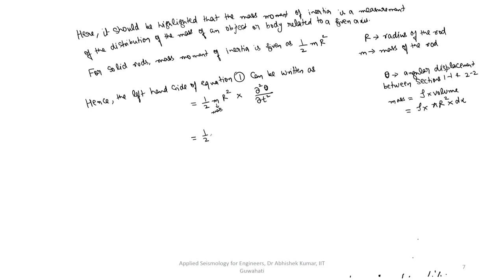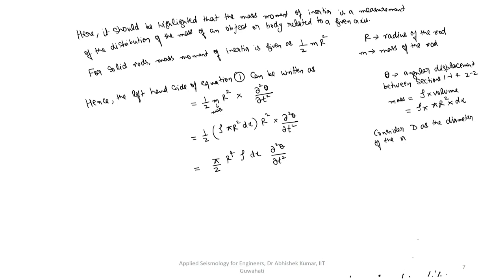This value will be equal to 1 by 2 m, that is rho pi r square dx, into r square, which is over here, and then dou square theta over dou t square, which is basically the angular acceleration. So, you can write it as pi by 2 r^4 rho dx and then dou square theta over dou t square, where r is the radius of the rod. Consider d as the diameter of the rod, or the elementary rod which has been taken into consideration, that is d equals 2 times r.